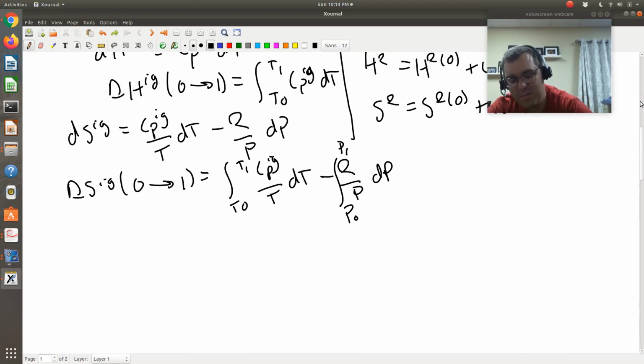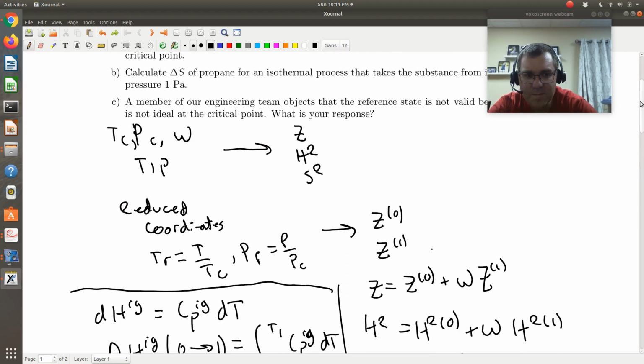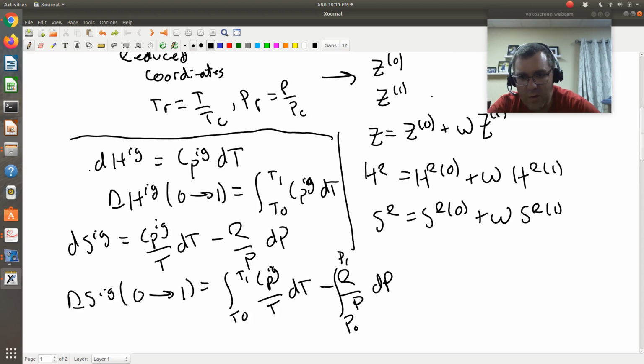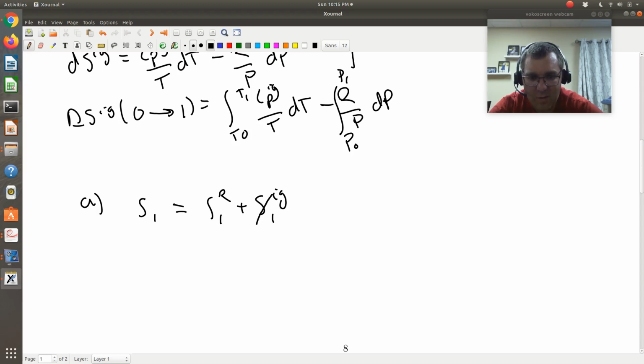So in A, the problem becomes a little easier. We're asking for entropy, so I don't need to go through the whole S1 minus S0 business because the two states are the same. Instead, for S in my state of interest, I can write S as the sum of residual plus ideal gas. These all correspond to properties at the critical point, and we're told that the ideal gas term at the critical point is zero.